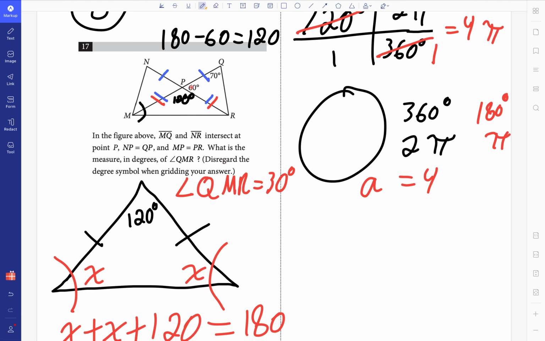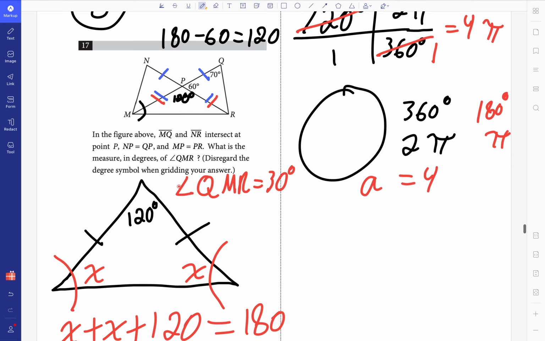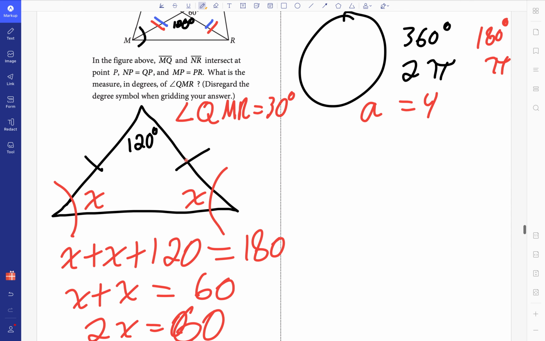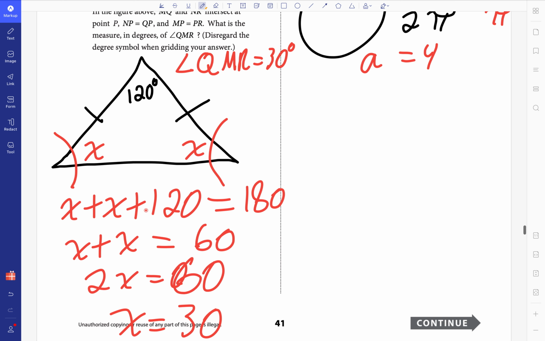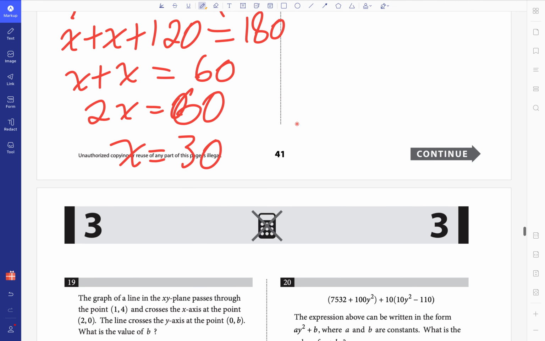Now, by knowing that on a straight line the total sum of degrees is 180, and I know that this part is 60, that means this angle right here is 120. And since I know that these two sides are the same, and the total number of degrees within a triangle is 180, x plus x plus 120 is 180, x plus x equals 60, 2x equals 60, x equals 30. And we solved that problem.